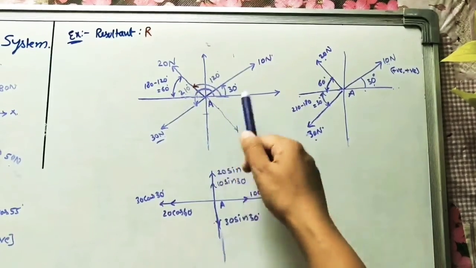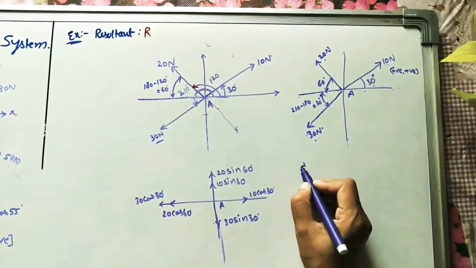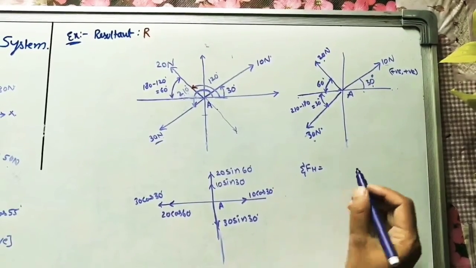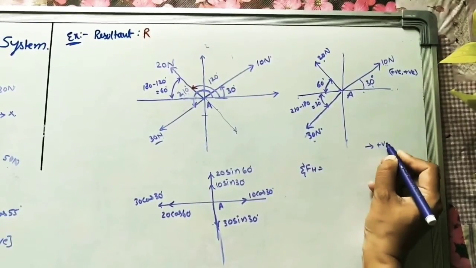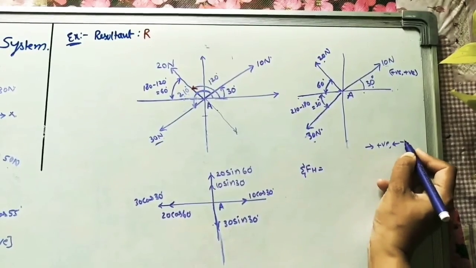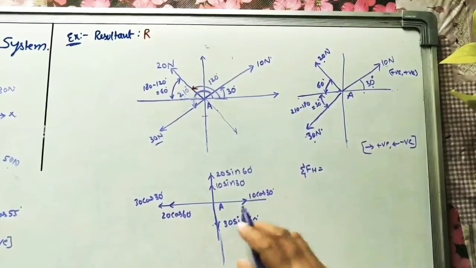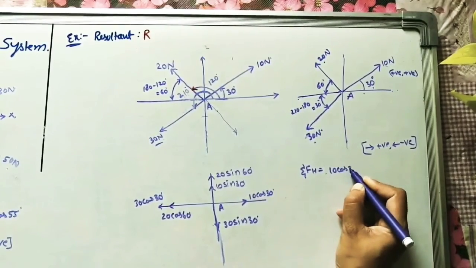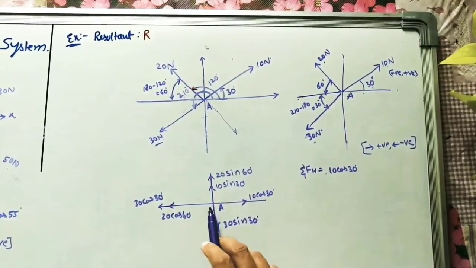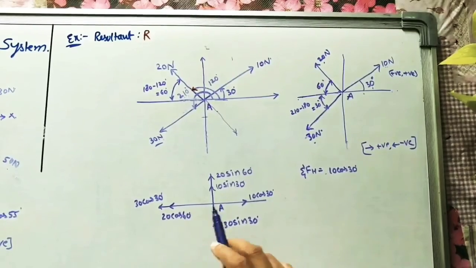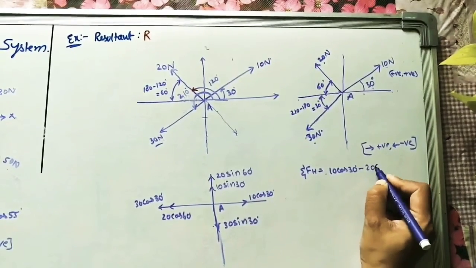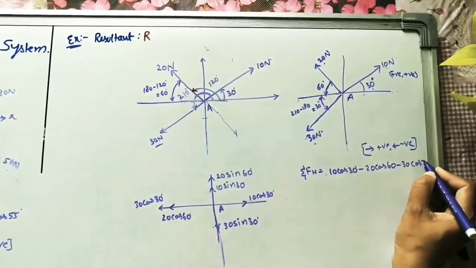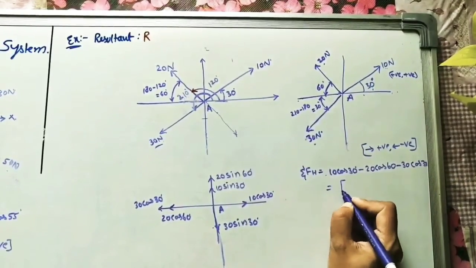Because of all these inclined components, we need to find sigma FH, the sum of all horizontal forces. For this direction I am taking positive, for this direction negative. What are the positive forces? Only one, 10 cos 30. What are the horizontal forces in this direction? 20 cos 60 with minus, and minus 30 cos 30. So we calculate this value.